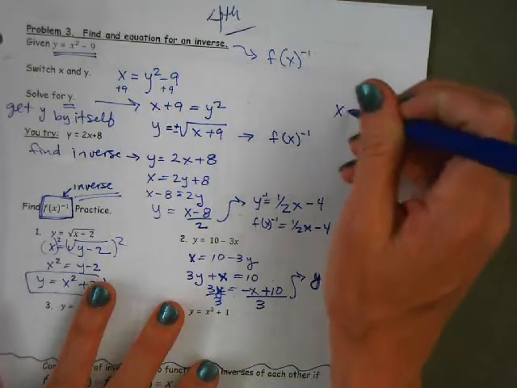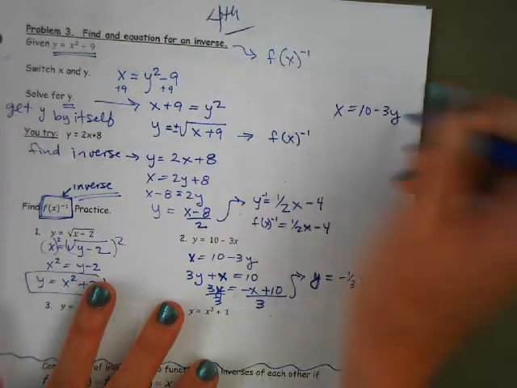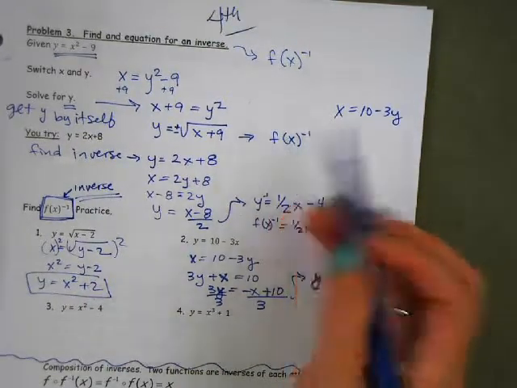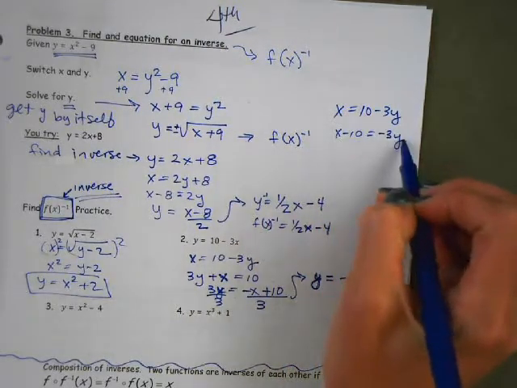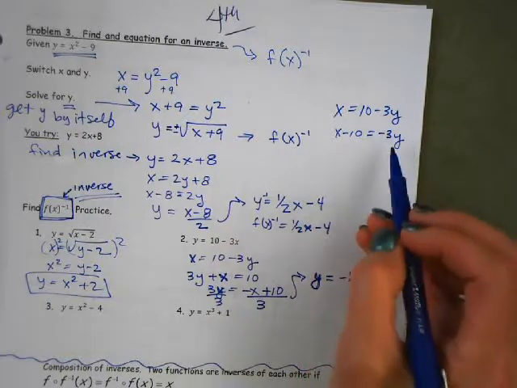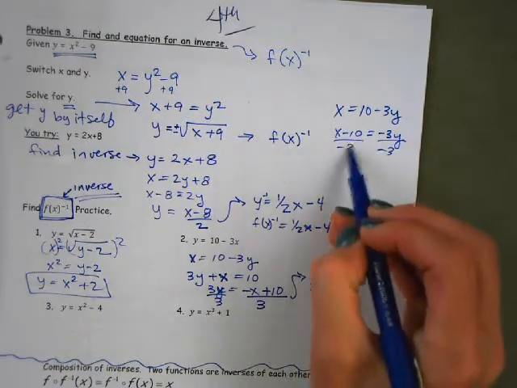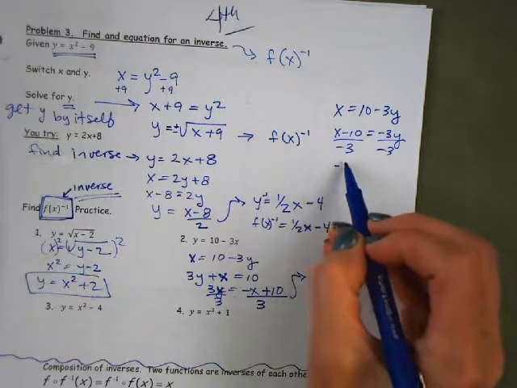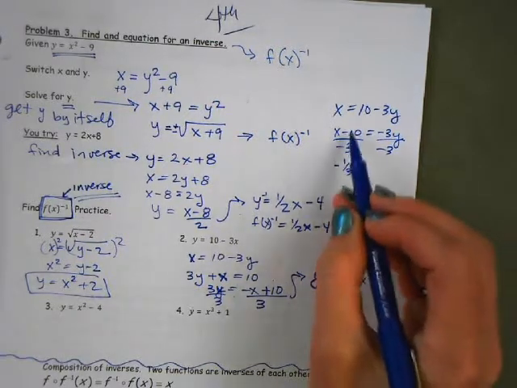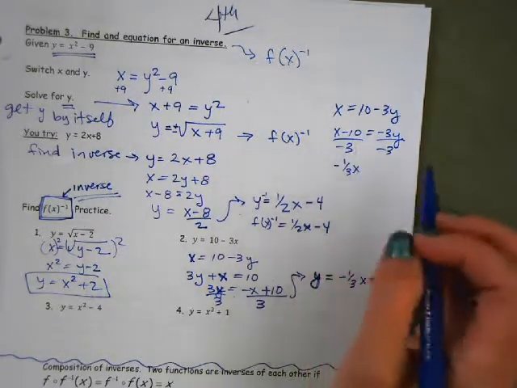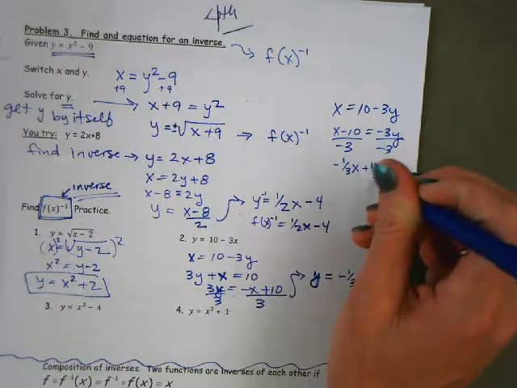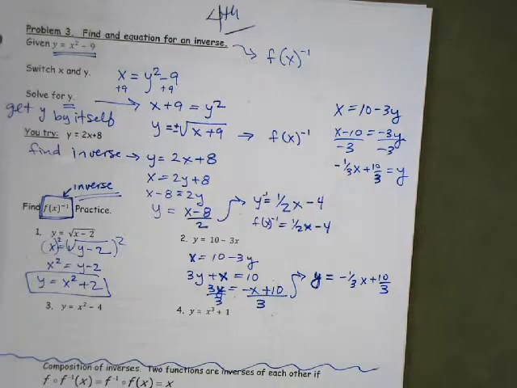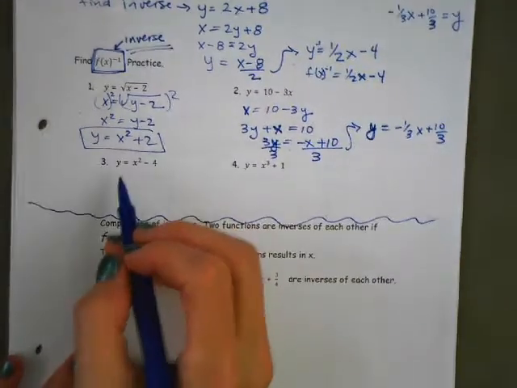Let's say you did it the other way. So let's say you went, okay, x equals 10 minus 3y. Let's say you just subtracted 10 from both sides. So you're going to do x minus 10 equals negative 3y. I have to divide by a negative 3. Okay, so then this becomes negative 1/3 x. I have a negative 10 over negative 3, which is a positive 10 over 3, and that equals y. So you should get the exact same answer regardless which way you do it. Okay?